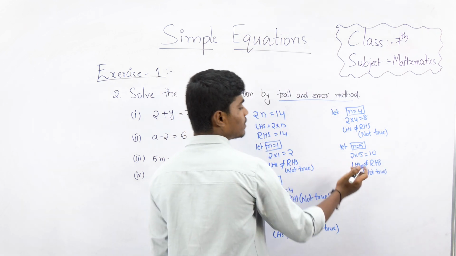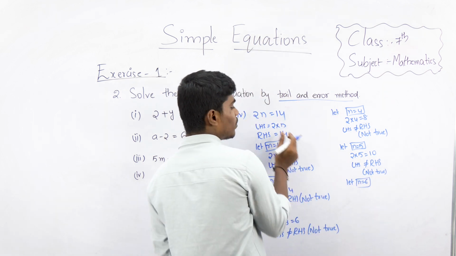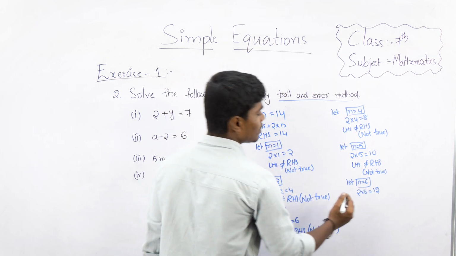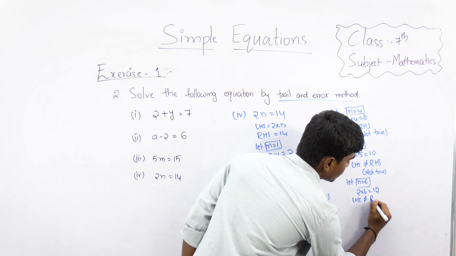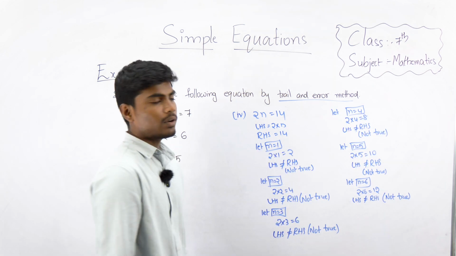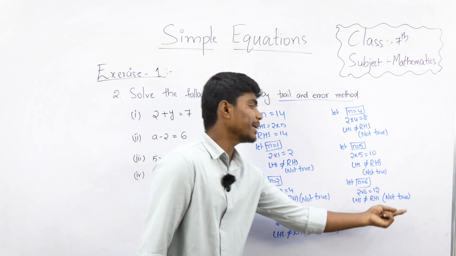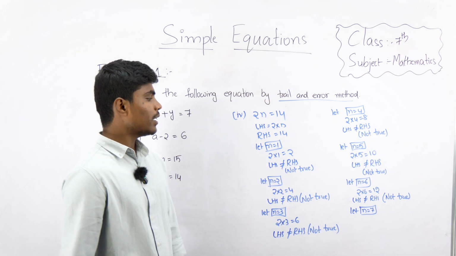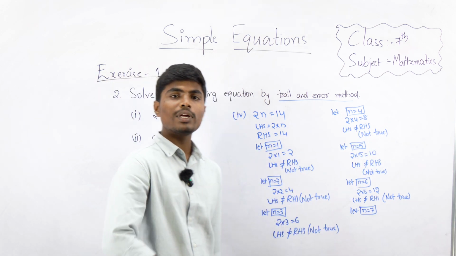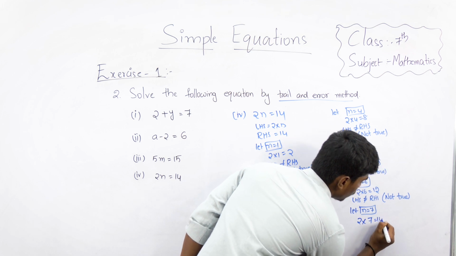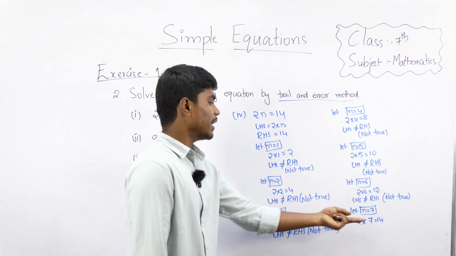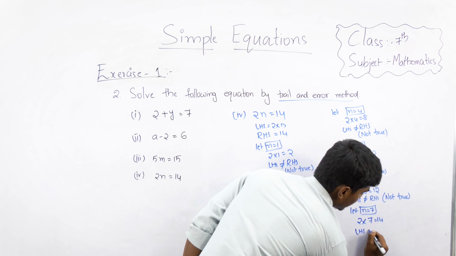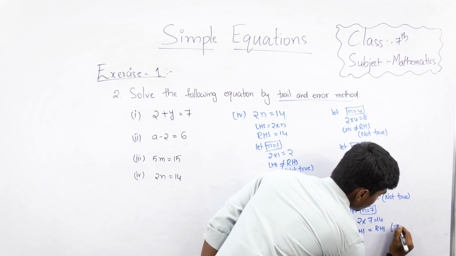Now let n equal to 6. 2 into 6 is equal to 12. Here 12, here 14. So LHS is not equal to RHS. So this is also not true. Here 6 is not a true statement. So let's take 7. So let n equal to 7. Here 2 into n, n is 7. So 2 into 7 is equal to 14. Here LHS is 14. RHS is also 14. So LHS is equal to RHS. So this is a true statement.